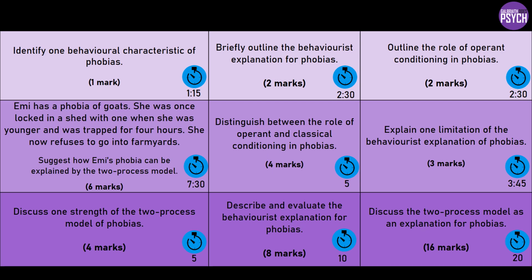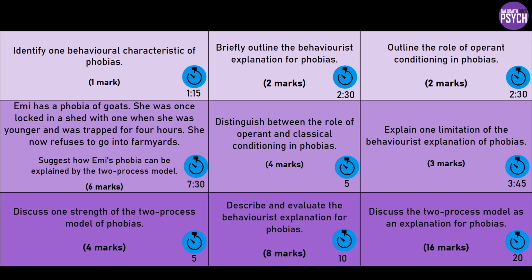Okay, we've now got a bit of comparison. We're going to need some comparative language. We've got distinguish between the role of operant and classical conditioning in phobias. So the key difference is that one is involved in the initiation, so that is classical, and one is involved in the maintenance, and that is operant. So you're going to get a couple of marks for just making that distinction, but elaborate a little bit more to get up to that 4 marks.